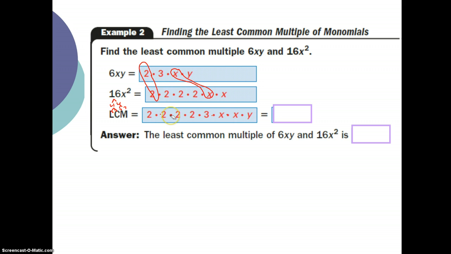So that is, and you can multiply it together. 2 times 2 is 4. This is 4. 16 times 3. So 48x squared y. That's the LCM.